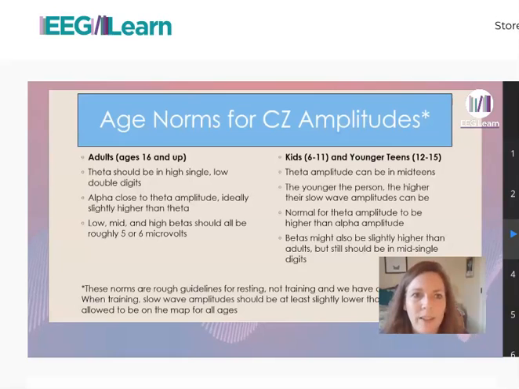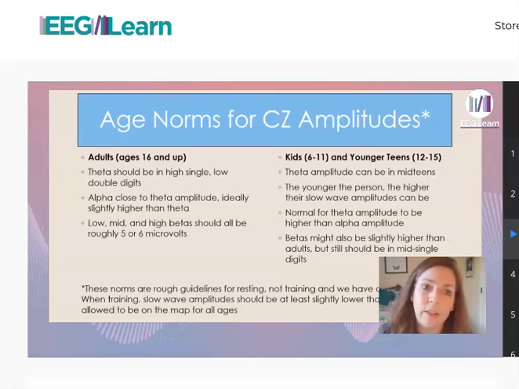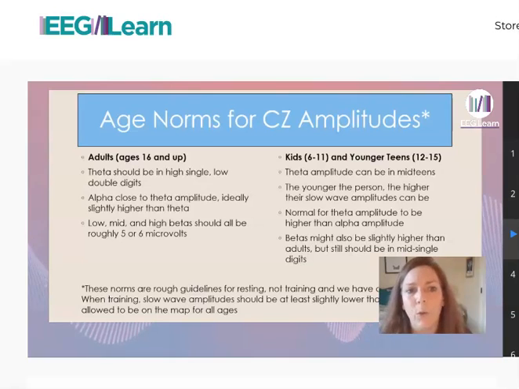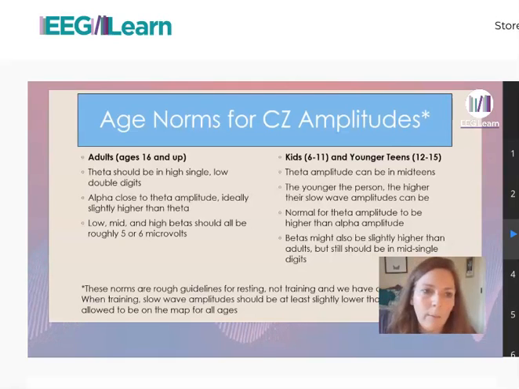So let's start with the adults. In EEG terms, anybody 16 years and older is considered an adult. Now, granted, in real life, you might have to take someone's maturity into consideration, because if you have a really immature 16-year-old, then they might be closer to a younger teen. But by and large, by the time someone's 16, these norms apply to them. And that goes all the way up to old age, okay?